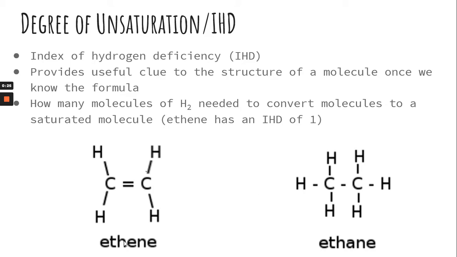For example, you have ethene, which has the double bond on it, and so it has an IHD of 1, because it would take one hydrogen molecule, remembering that hydrogen is a diatomic, to break that bond and give carbon its 4 bonds that are needed. So when we talk about the IHD value, remember that you're adding an H2 molecule.